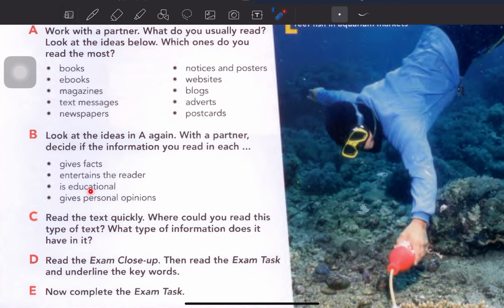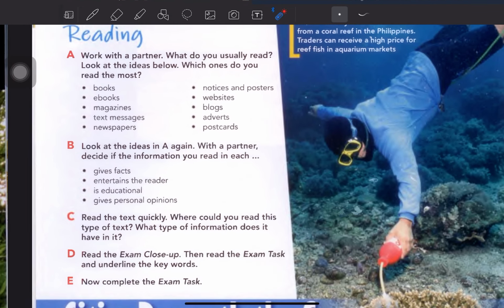And okay, is educational, memberi pengetahuan. Maybe newspapers, blogs, websites, magazines, and also books and e-books. Okay, give personal opinions. I think blogs, the opinions of the writers. Postcards, newspapers, text messages. What else? What do you think?